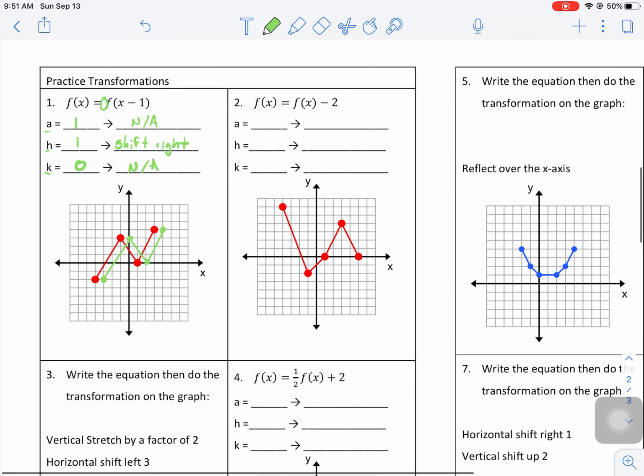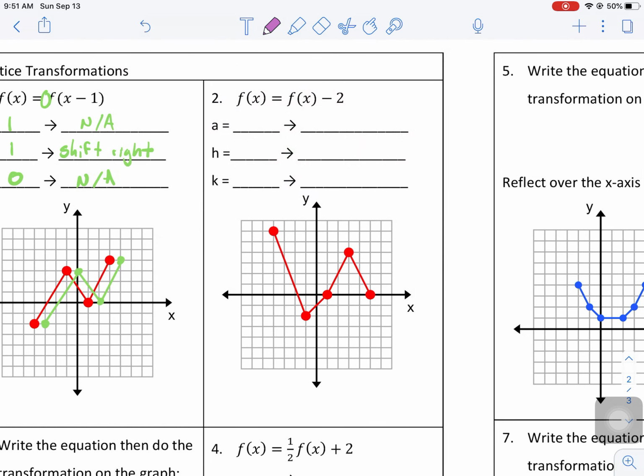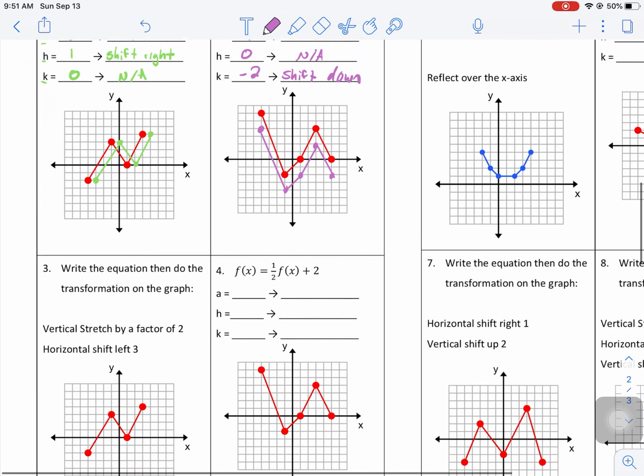Okay, so number 2, very similar, right? Number 2 though, this time our k value is -2, h is going to be 0, a is still going to be 1, so the first two in this case are not applicable. The last one tells us that we're going to shift down. Down by 2, down by 2, down by 2, down by 2, down by 2, and then we just got to connect the dots the same way that we connected them the first time. And bam, we have our graph.